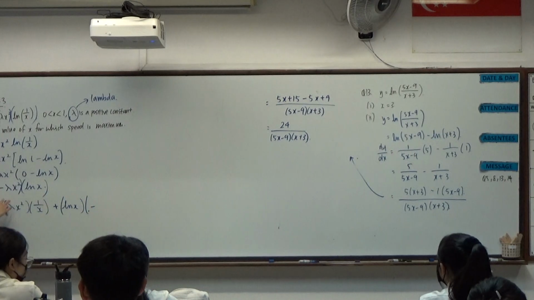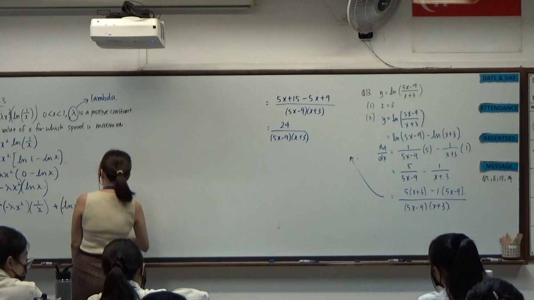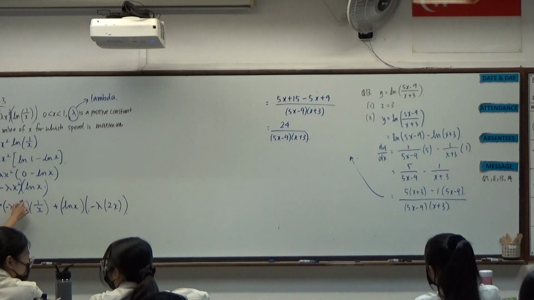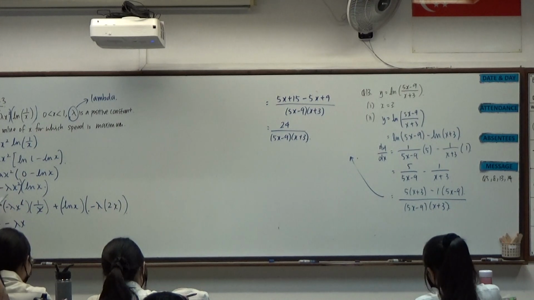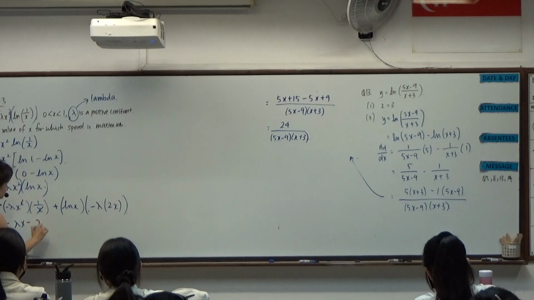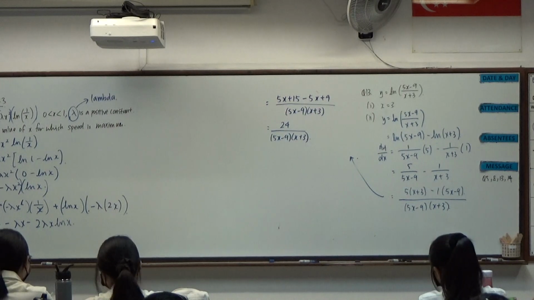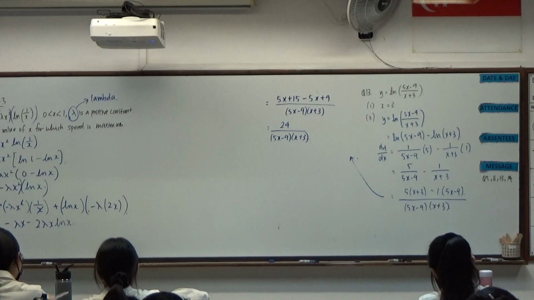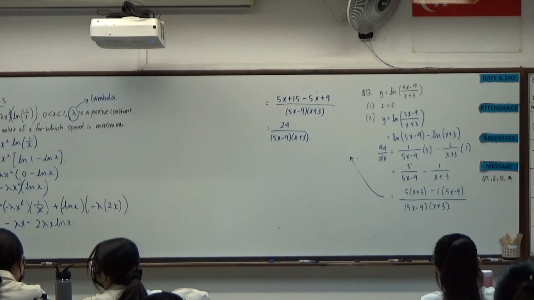Then differentiating the left side, we get negative lambda, then 2x. And this simplifies to negative lambda x minus 2 lambda x ln x. We need to recognize that lambda is a positive constant. That means it's just a number. You don't differentiate it at all. You recognize it like just your 2, 3, 4 and all that.